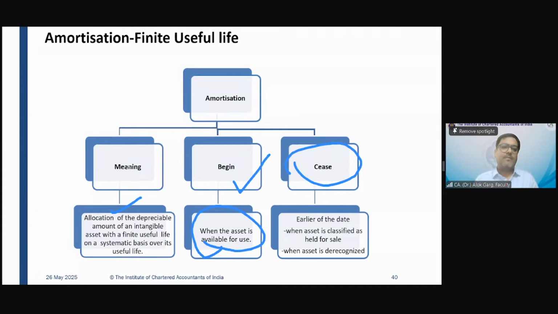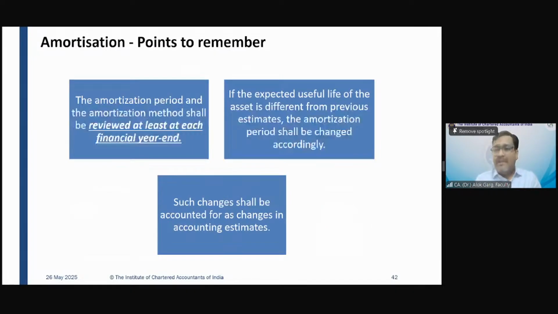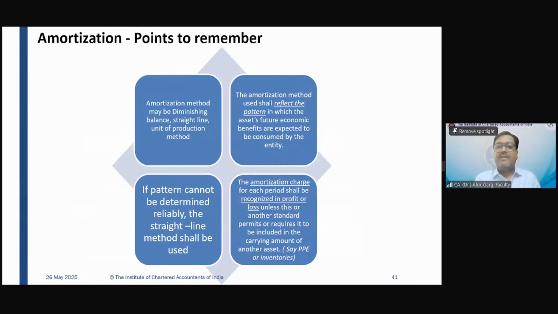What are the methods of amortization? There are three methods. You remember I told you in PP. Which three methods? Straight line method, SLM; WDV method, or reducing balance; and unit of production method, which is also called the usage method.